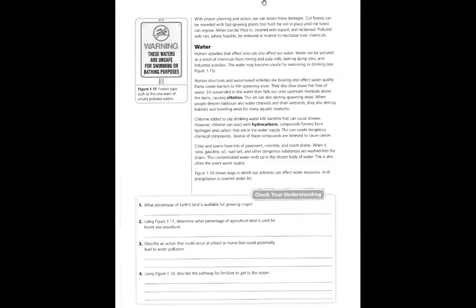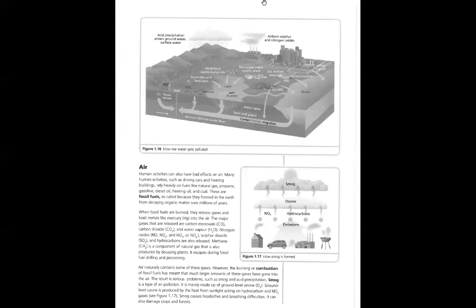Water, we were looking at what we can do to water, right? What are human activities that we put into water, the different parts of water, the groundwater and the surface water, and how different human activities put chemicals into those. All right, there's a nice picture on page 13, the next page, that shows how water gets polluted.